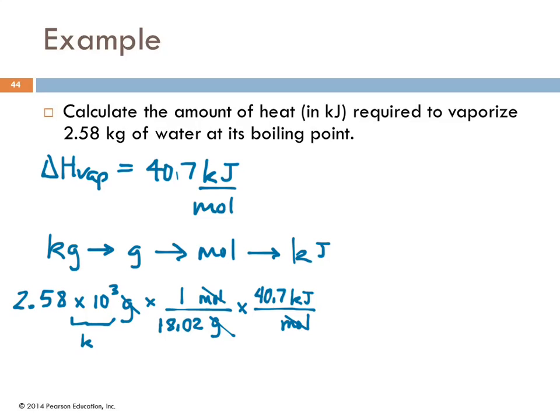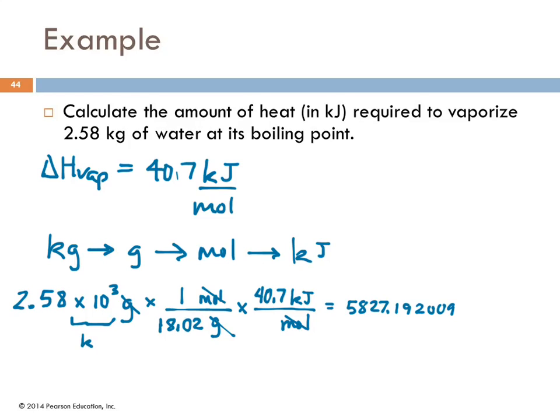2.58 times 10 to the third divided by 18.02 times 40.7. And my calculator is showing me 5827.192009.